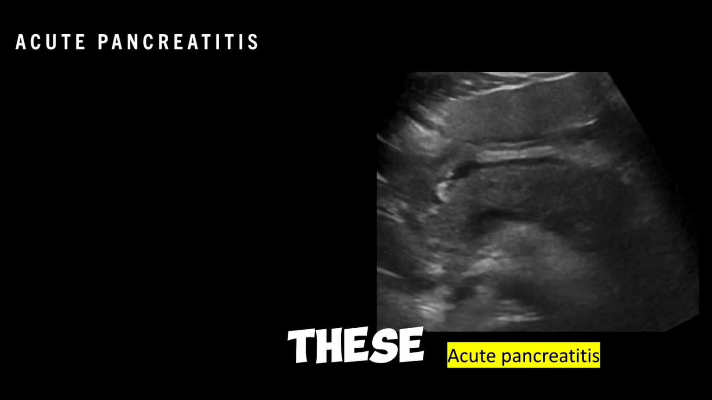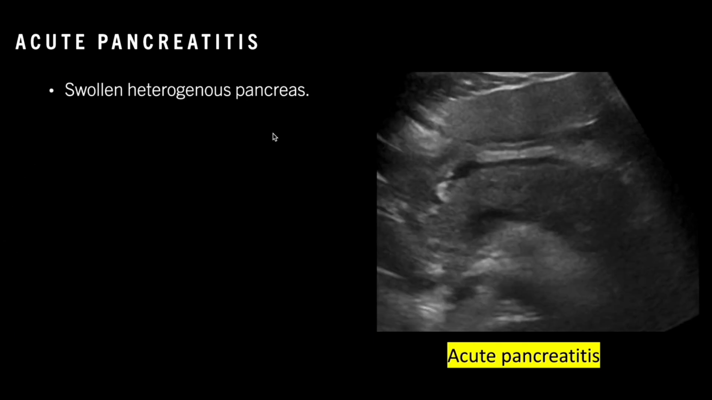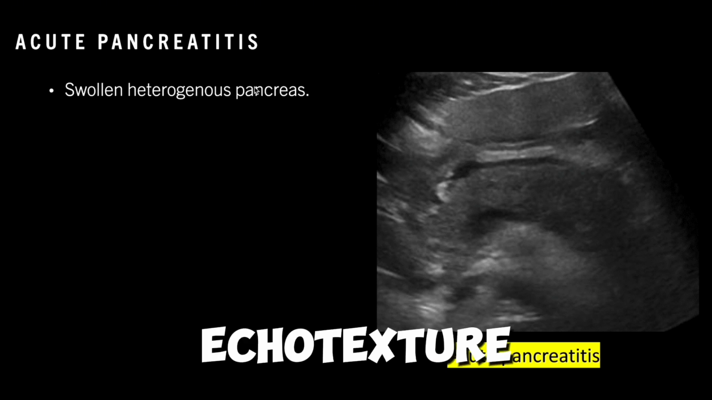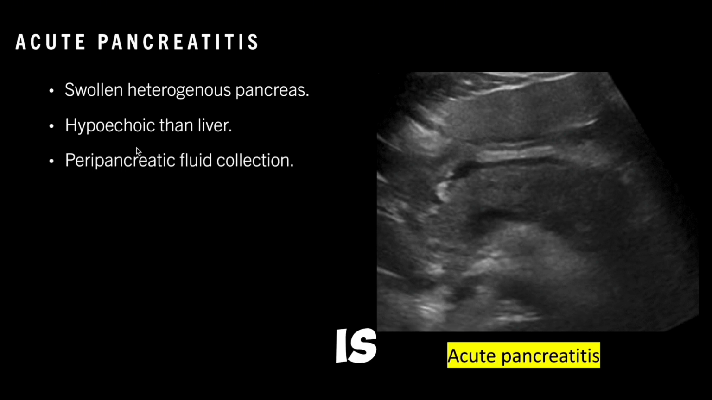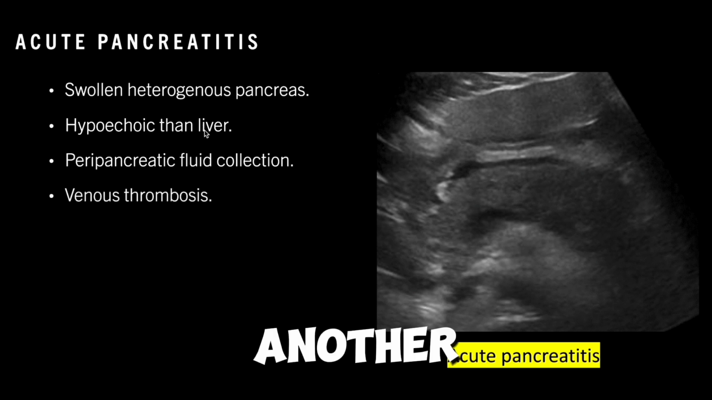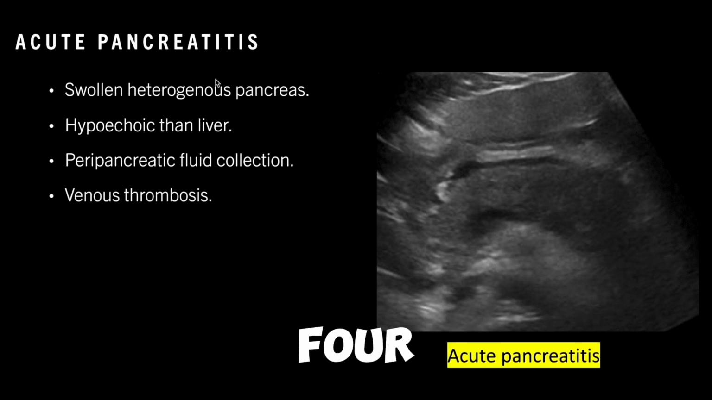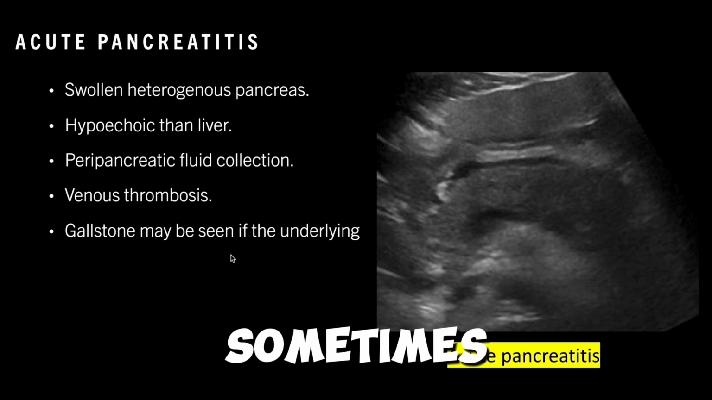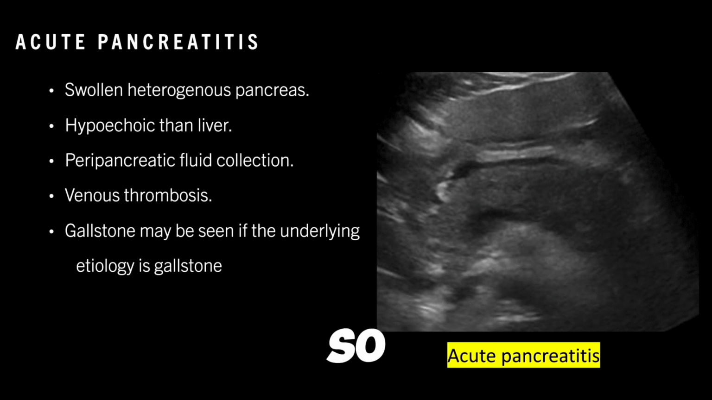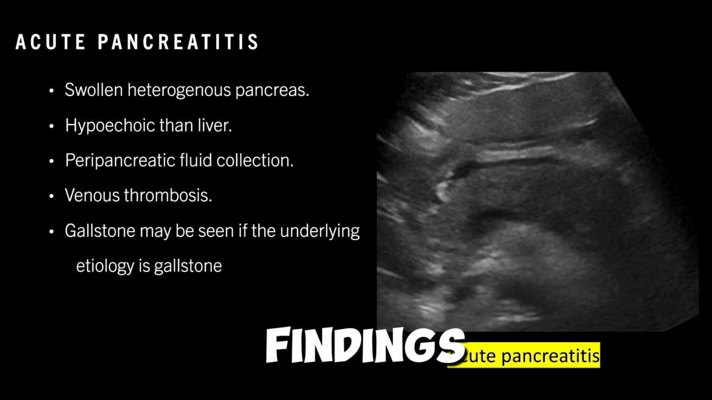To summarize all of these findings, the pancreas is usually swollen with heterogeneous echotexture. Enlarged pancreas with heterogeneous echotexture. Another is hypoechoic compared to the liver. Another is peripancreatic fluid collection. Another is venous thrombosis. So these 4 are very important findings in acute pancreatitis on ultrasound. Sometimes if the etiology is gallstone, then we can visualize the gallstone inside the gallbladder or sometimes in the common bile duct. So friends, I tried my best to explain normal pancreatic ultrasound and ultrasonographic findings of acute pancreatitis in this video.